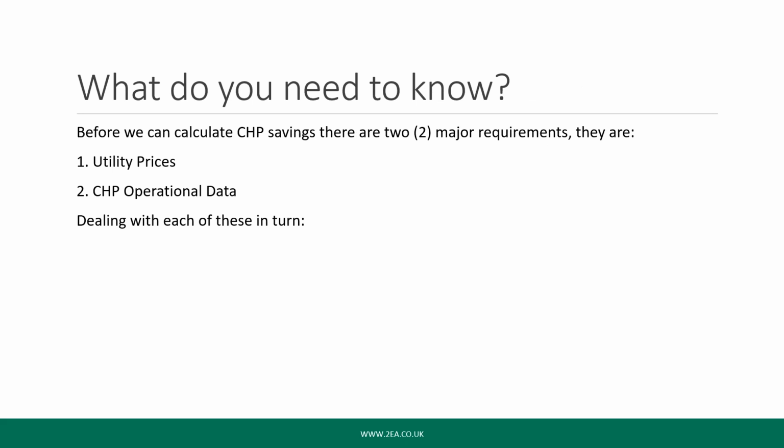So what do we need to know? Before we can start calculating the savings, there are two major requirements. These are the utility prices and the CHP operational data. We will deal with each in turn.